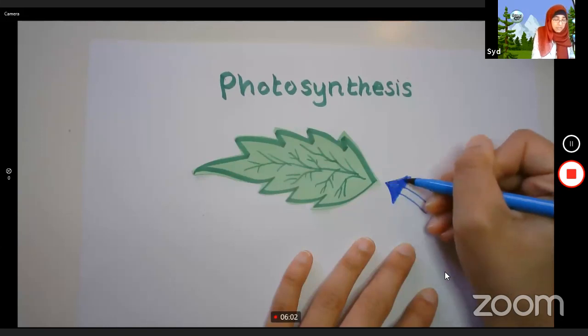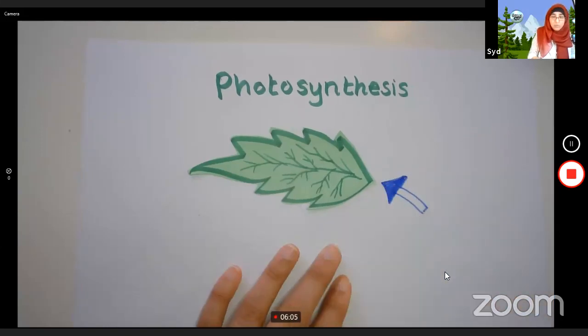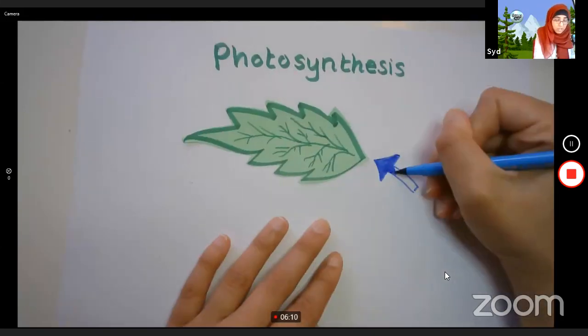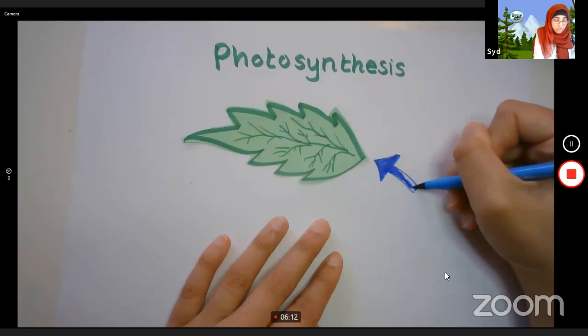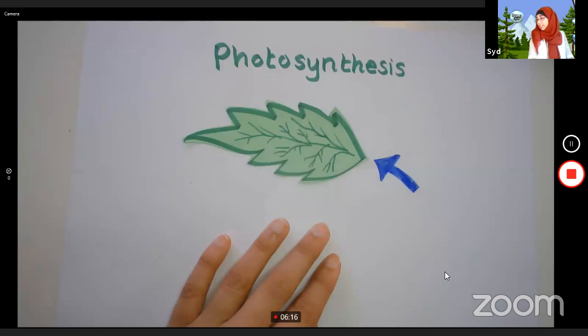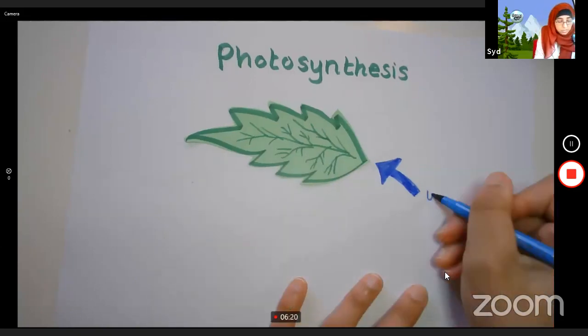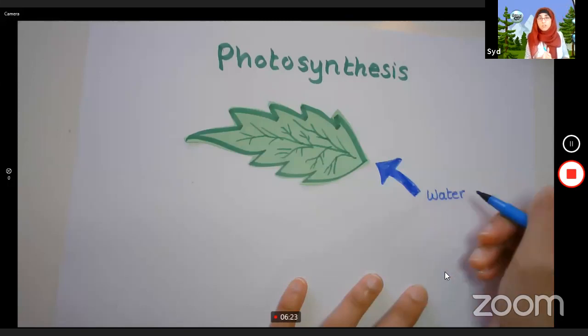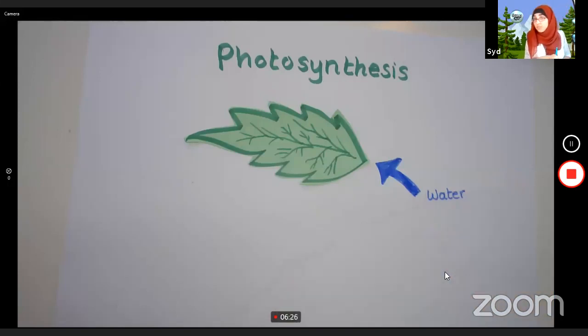So remember, this is going to have a stem, and the water is going to be coming from the roots of the plant, climbing up the stalk, and going into the leaves and into the cells. So we're going to have water coming in. I'm going to write water over here, and it's absorbed by the roots of your plant or tree or whatever you've got. So that's what's coming in first. Next, in order for photosynthesis to work, you also need other things.